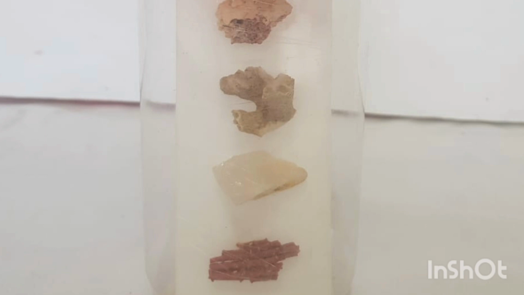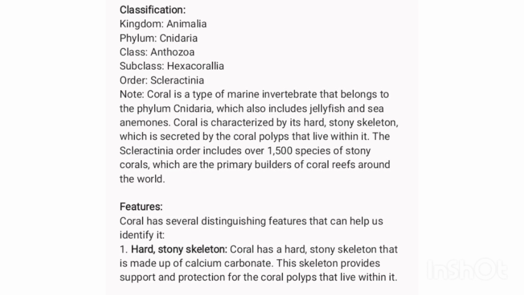4. Habitat. Coral is found in warm, shallow waters in tropical and subtropical regions around the world. Coral reefs are often found in clear, nutrient-rich waters with plenty of sunlight.